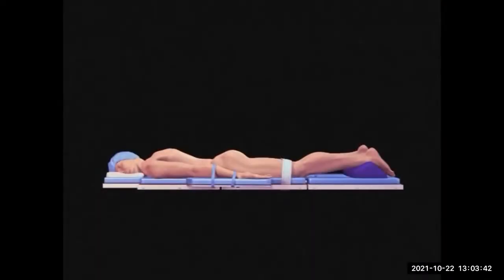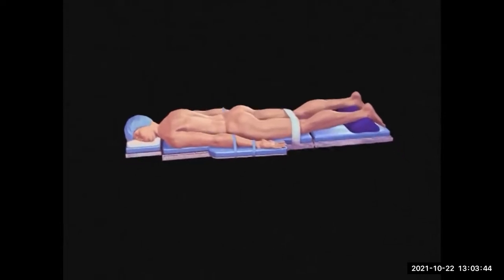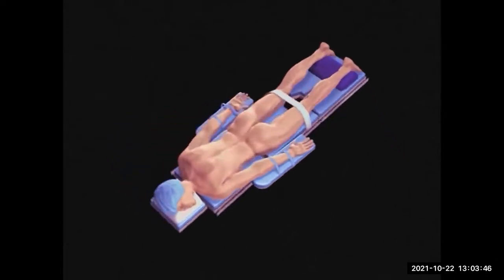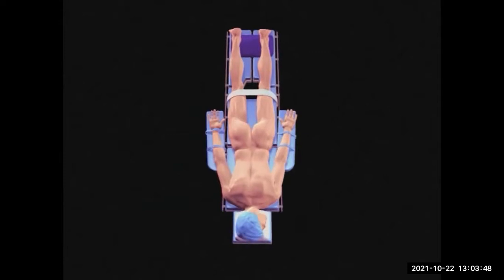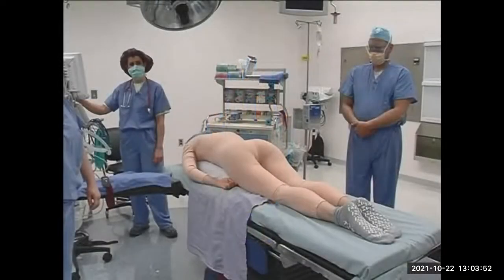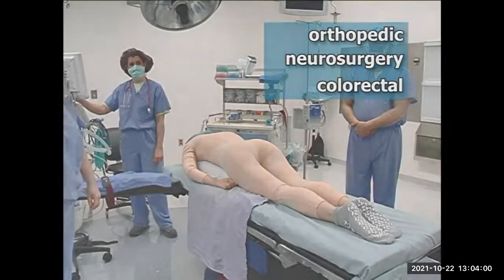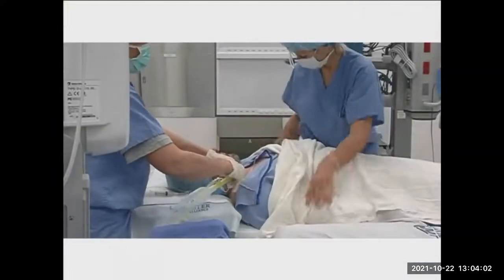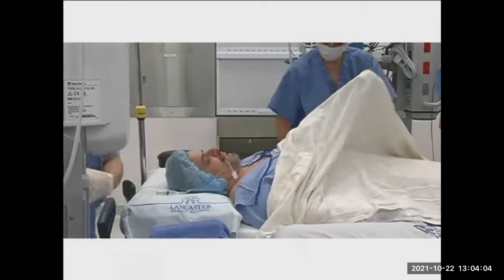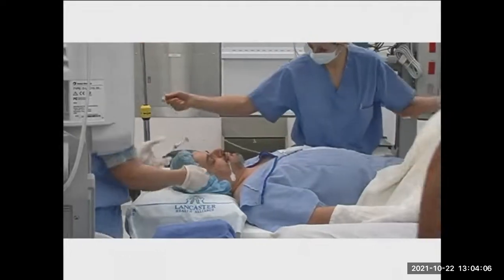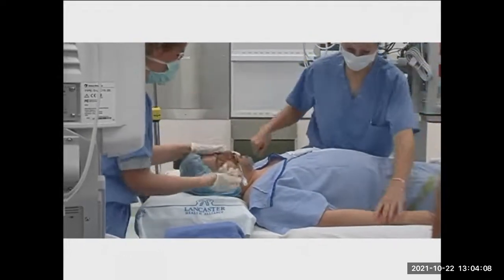In prone position, the patient lies flat on their stomach with padding placed underneath their ankles, knees, elbows, arms, and head. This position can be used for orthopedic, neurosurgery, and colorectal procedures. Prior to placement in the prone position, the patient is anesthetized on the gurney or another operating table.